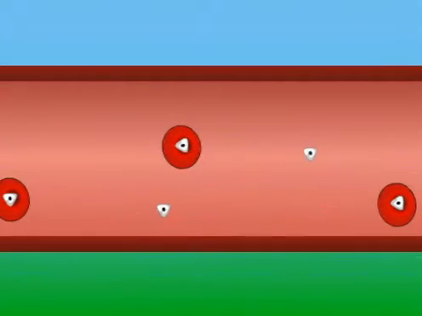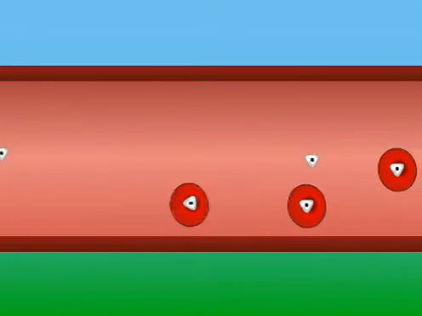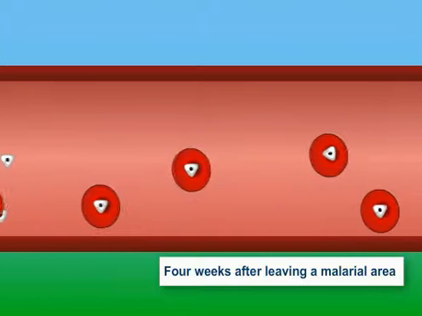The duration of the liver stage delays the appearance of the malaria parasite in the blood, and this is why the suppressive prophylactics must be taken for 4 weeks after leaving a malarious area.